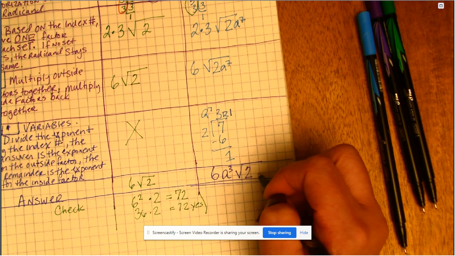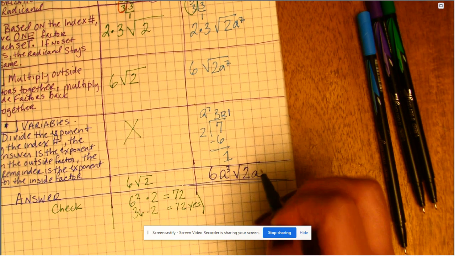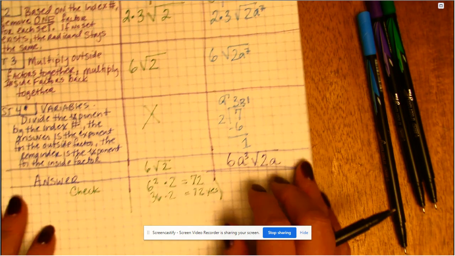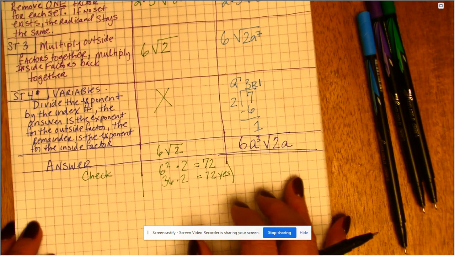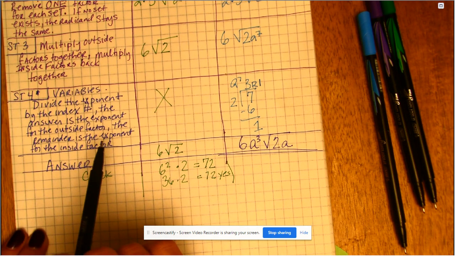So I still have that 2. And now I have a, and my remainder is 1, so it's 1. I don't need to put a 1 there. And that is a simplification of 72a to the 7th, right? Let's look at what happens, it mentioned up top here. If no set exists, the radicand stays the same.